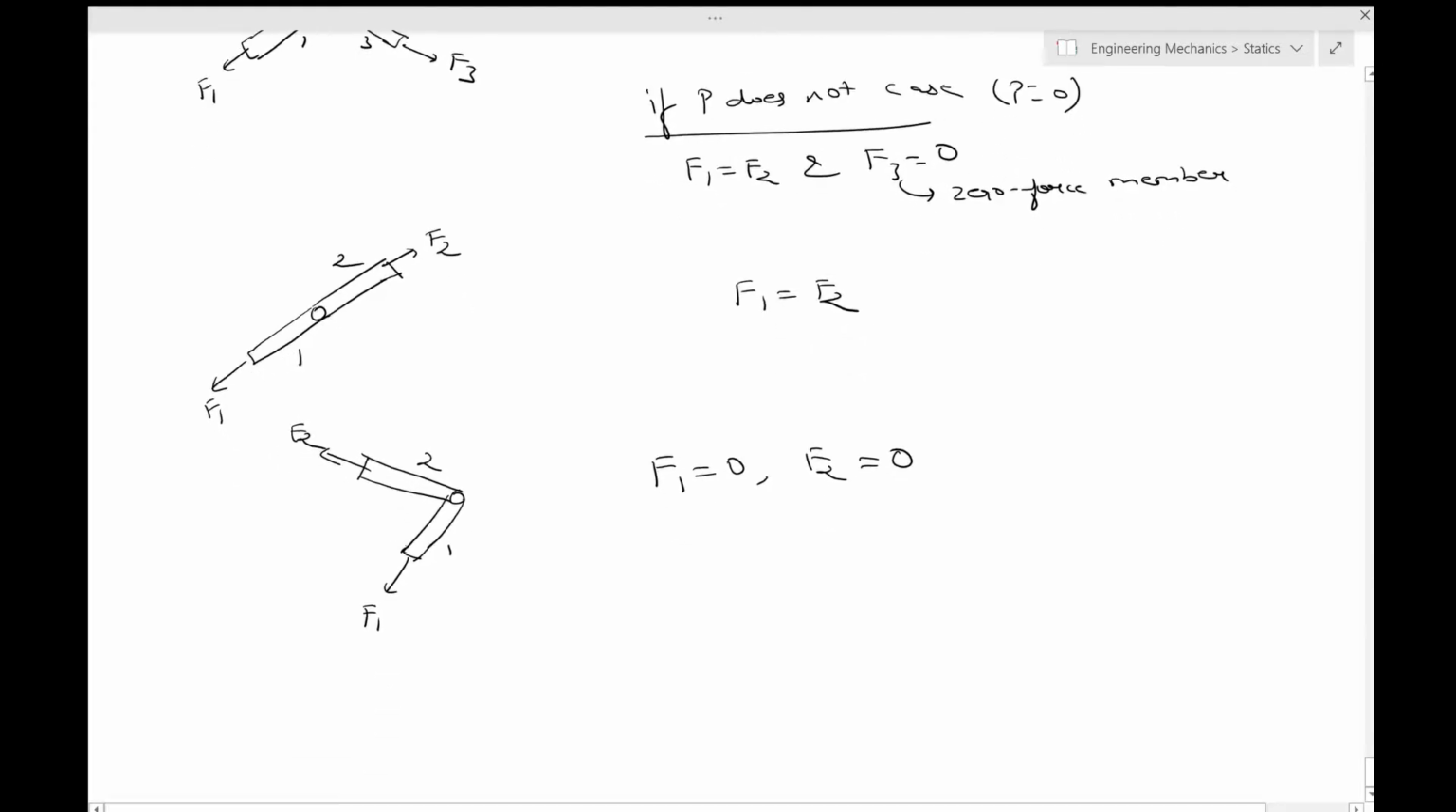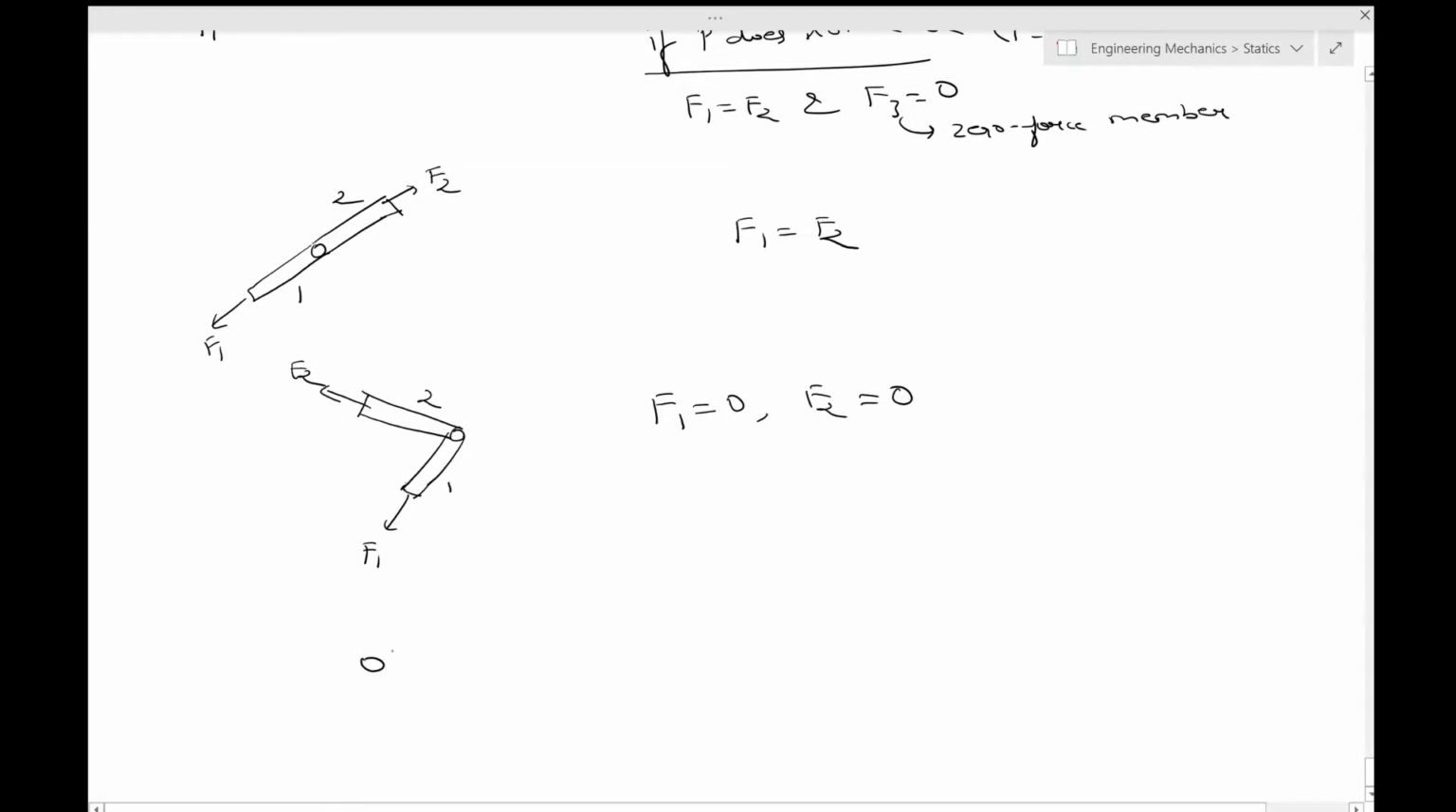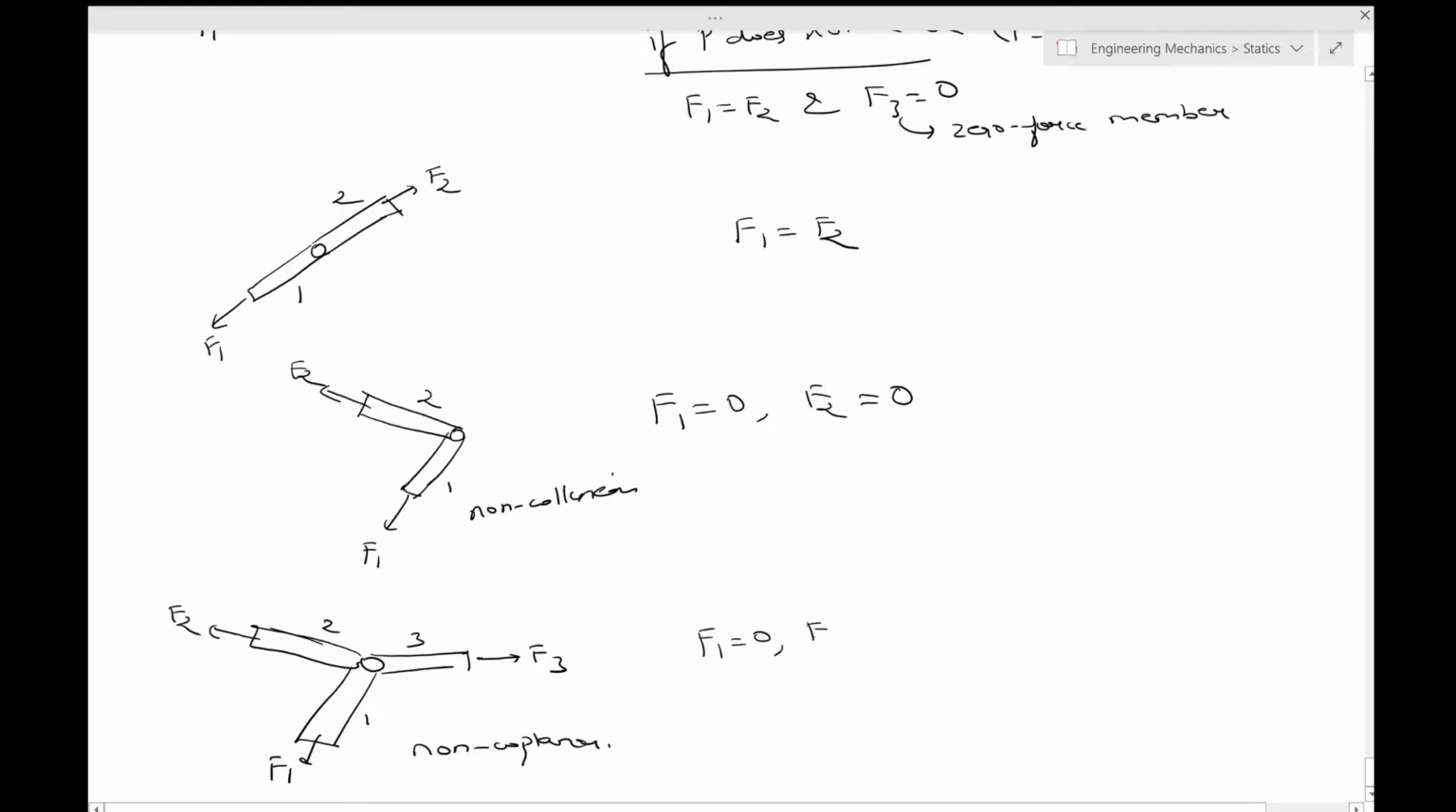Okay, you can also have three non-coplanar members meeting. So this is non-collinear and this one is non-coplanar. So F3, F2, F1: F1 is equal to 0, F2 is equal to 0, F3 is equal to 0.